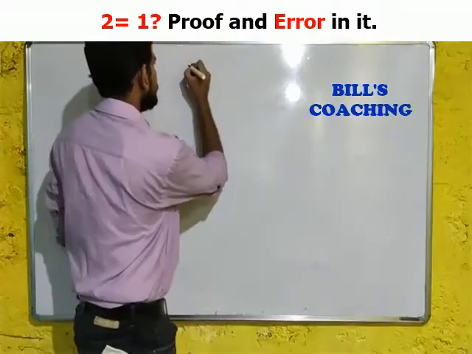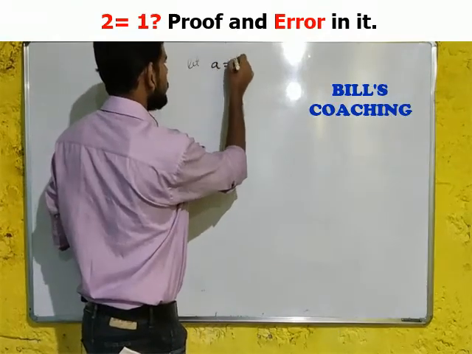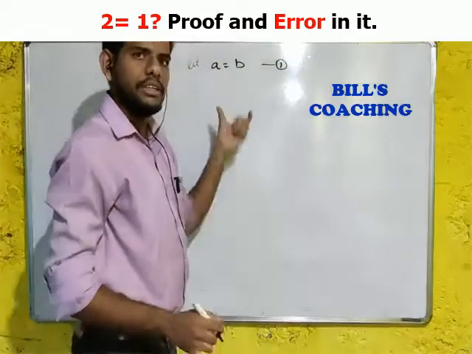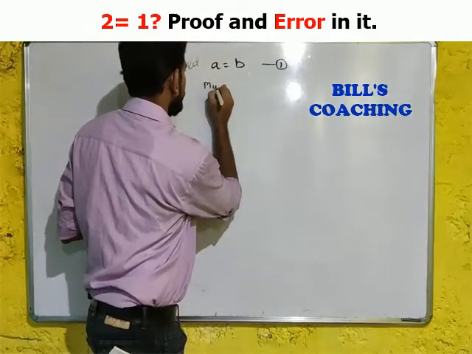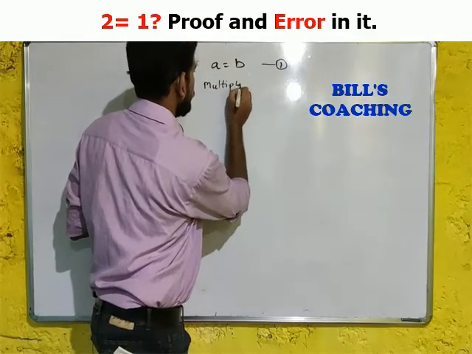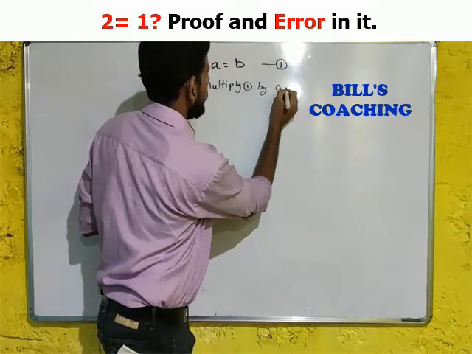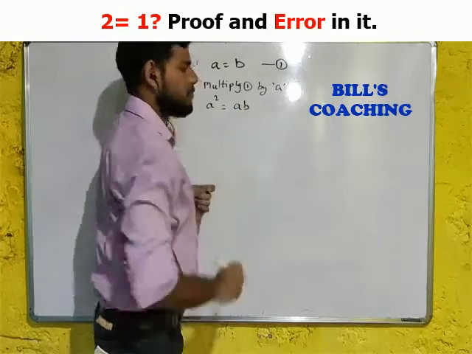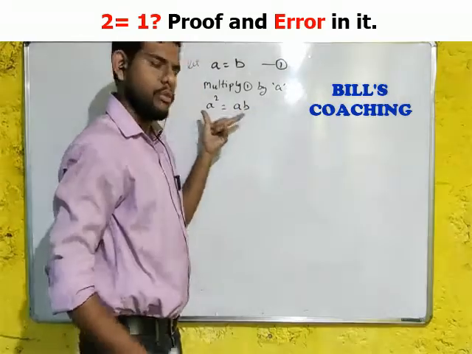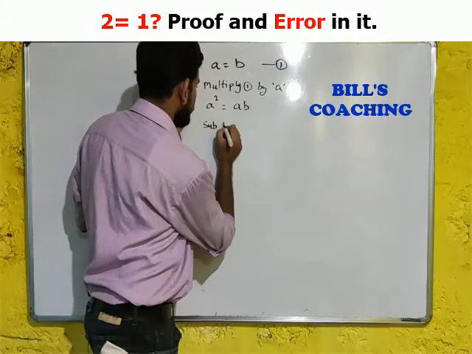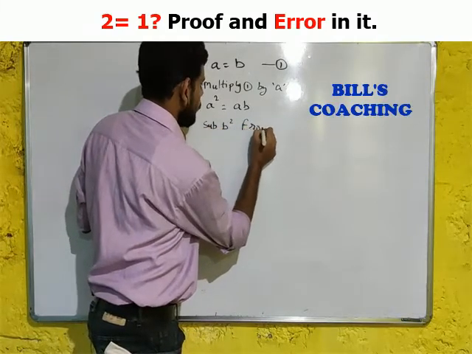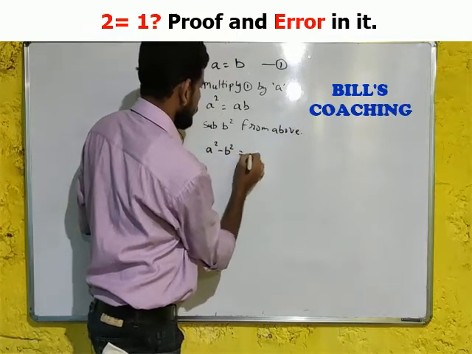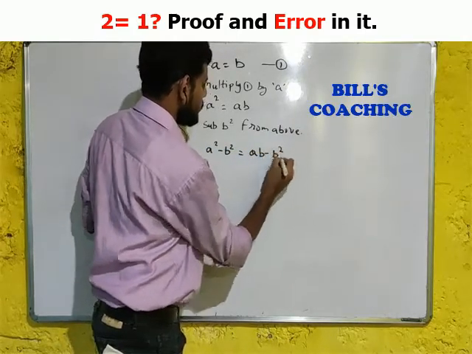We'll take two numbers. Let A is equal to B. I am taking this first assumption and I'll multiply this equation by A. Multiply 1 by A. Now what we'll get? A into A is A square, A into B is AB. I'll subtract B square from this. Subtract B square from above. So I'll get A square minus B square and AB minus B square.